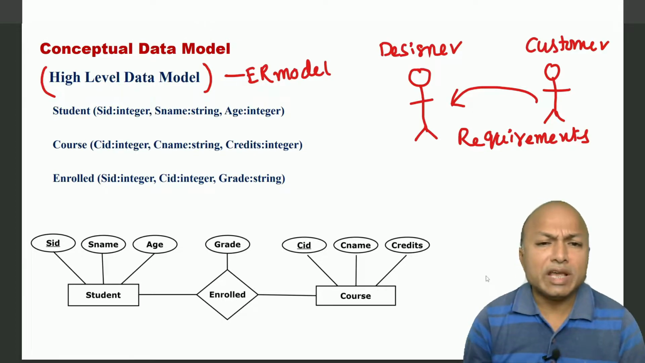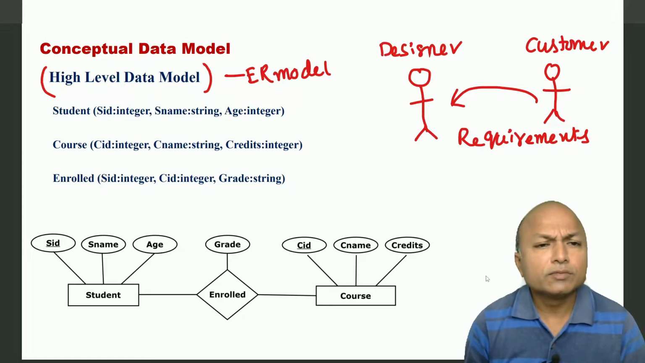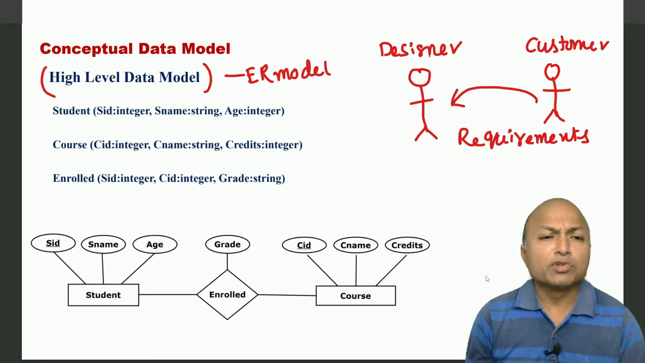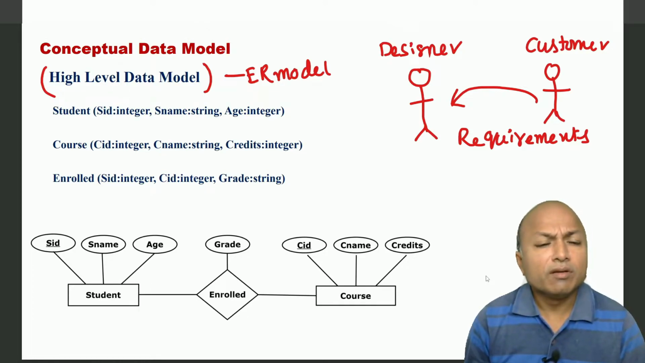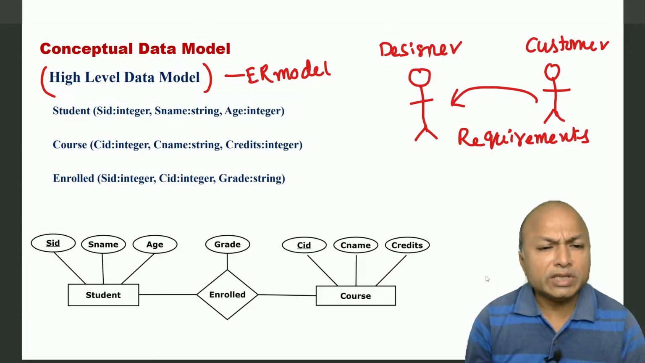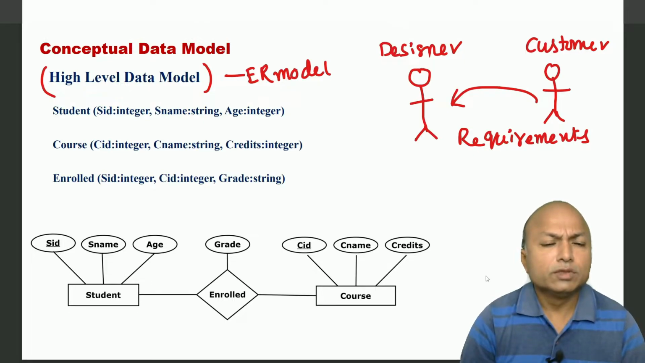You can see one sample ER diagram for the schema. The student has some attributes, SID, SNAME, age, and each attribute is specified with a data type. Coming to another relation, course, it has attributes like CID, CNAME, credits, whereas enrolled has attributes SID, CID, grade. For this schema, we are going to see what the ER diagram or ER model is.